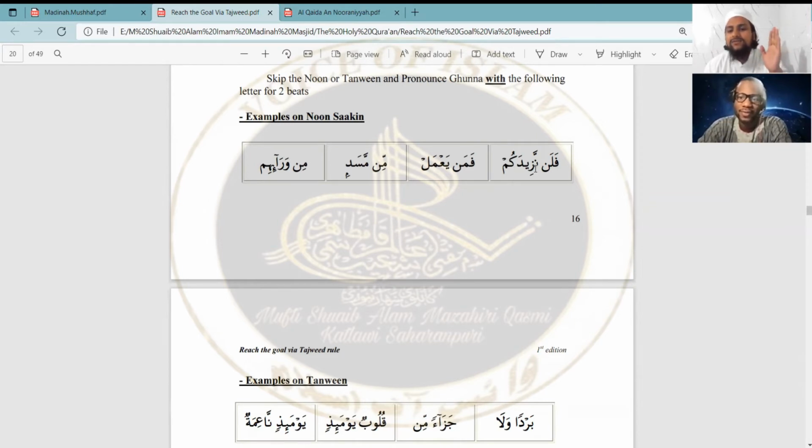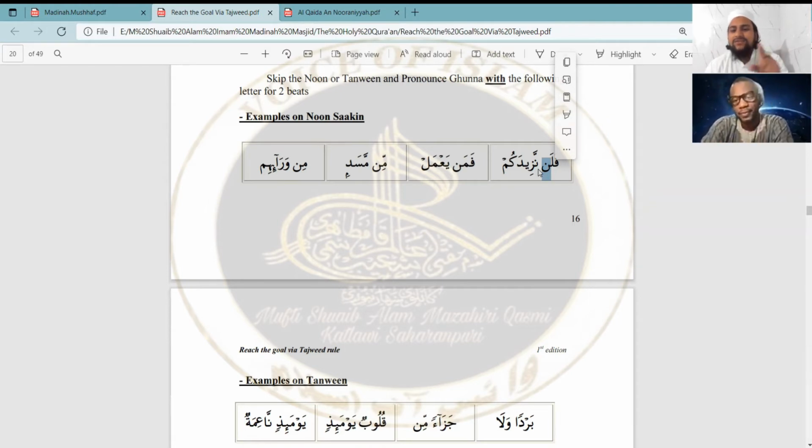Falan nazidakum. If we are going to spell that, we have to spell lam fatha noon shadda lan. We are not reading this one. We are just reading lam fatha noon shadda lan, noon fatha na, falanna. So we have merged.